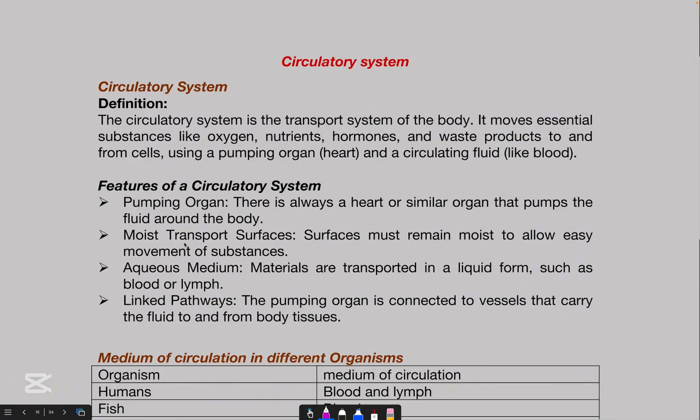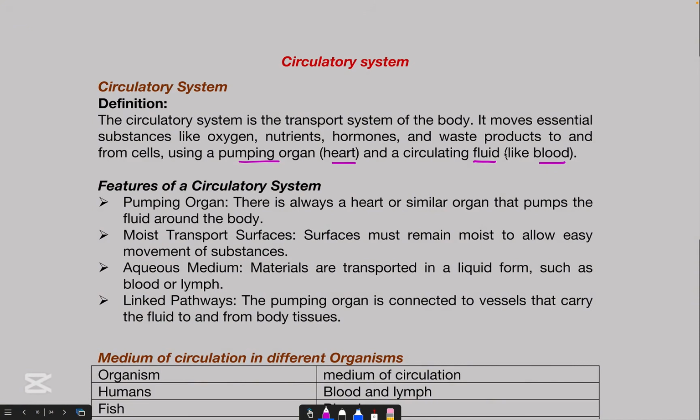The circulatory system is also known as the transport system of the body. It helps to move essential substances like oxygen, nutrients, hormones, and waste products to and from cells using a pumping organ, which is the heart, and a circulatory fluid like blood. So two major things that the circulatory system must have: a pumping organ like the heart, a circulatory fluid like blood, and also blood vessels that will help to conduct this blood to various parts of the body.